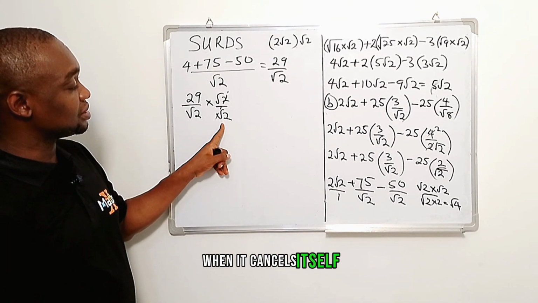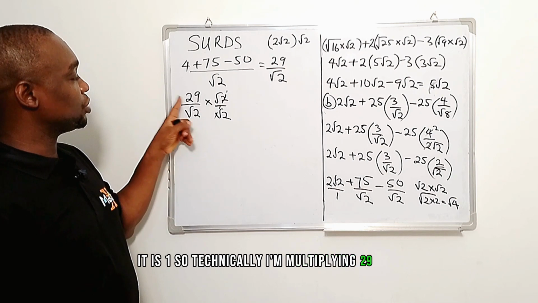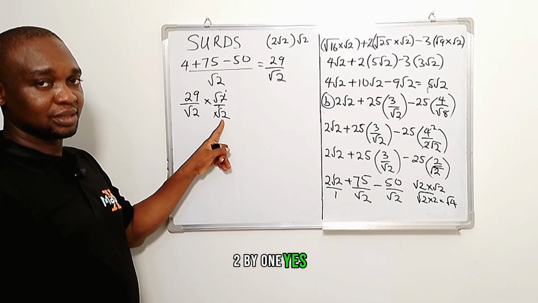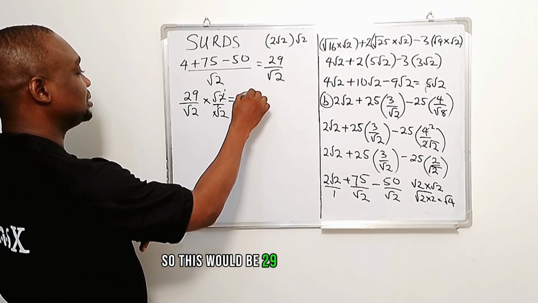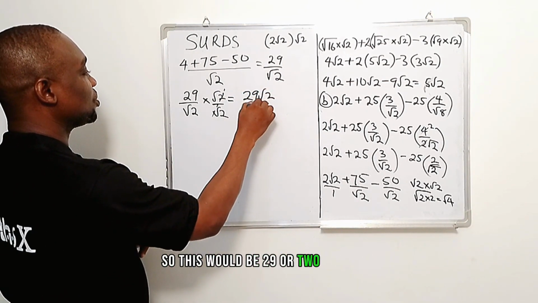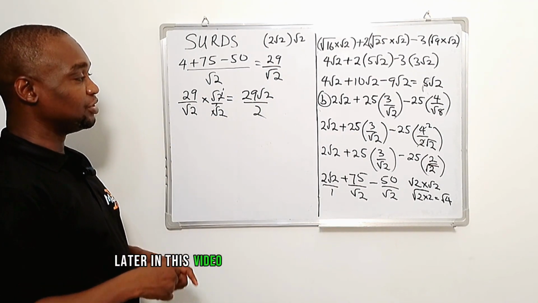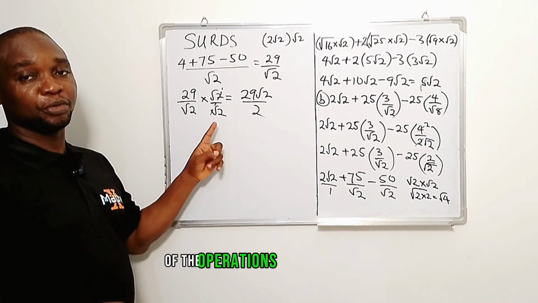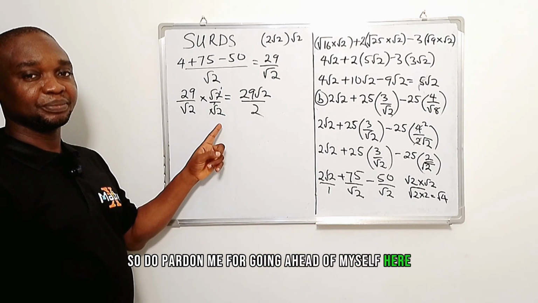When it cancels itself, it is 1. So technically, I'm multiplying 29 over root 2 by 1. So this would be 29 root 2 over 2. This is our final answer. Later in this video, I will talk about rationalization because it's an aspect of one of the operations I will talk about. So do pardon me for going ahead of myself here.